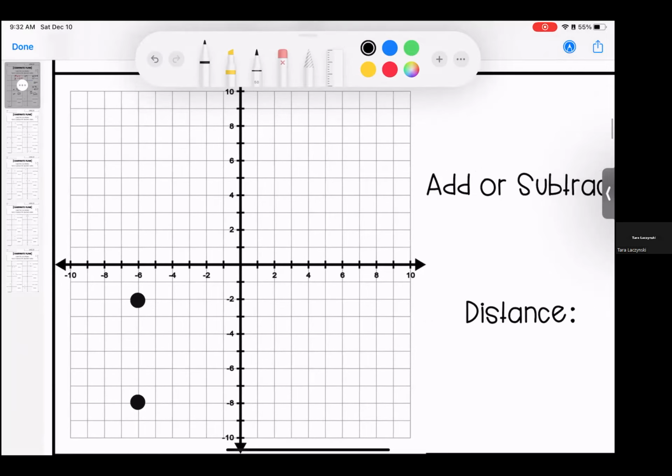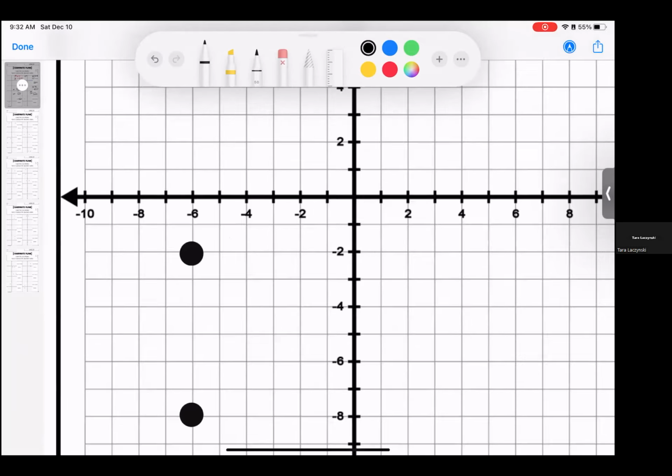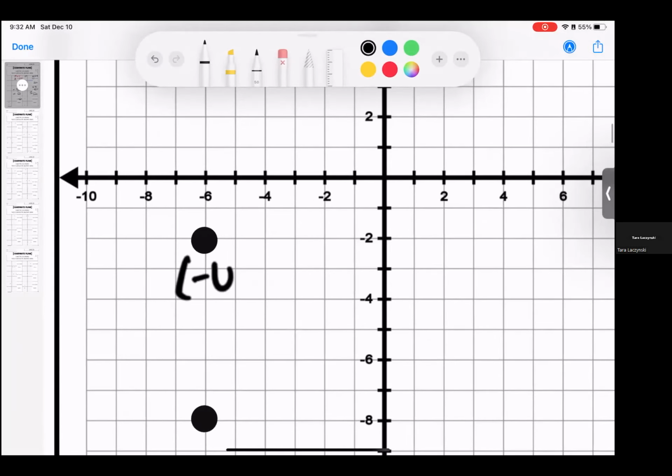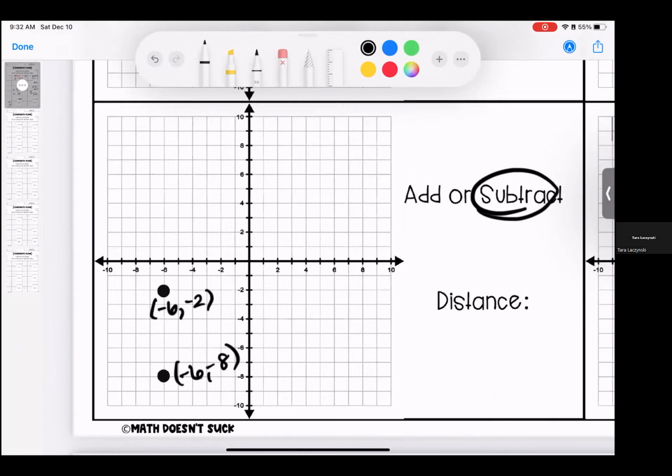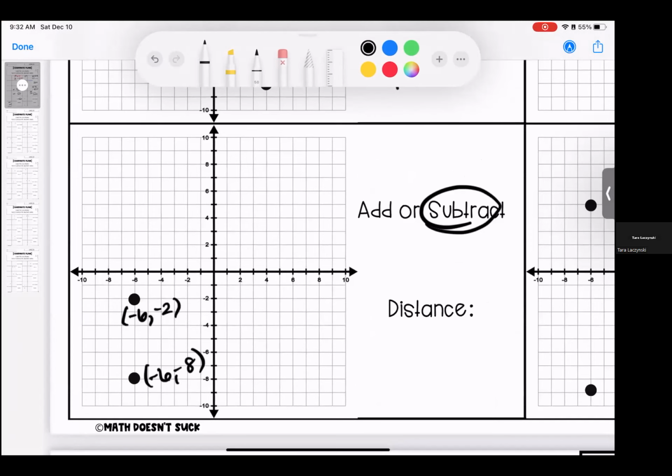Over here, same quadrant, so I'm going to subtract. Let's look. I have negative 6, negative 2. Down here, negative 6, negative 8. My x's are the same, my y is different. So I am going to subtract negative 8 minus negative 2, their absolute values. 8 minus 2 gives me a distance of 6 units.